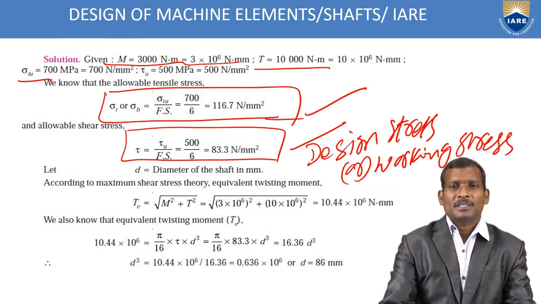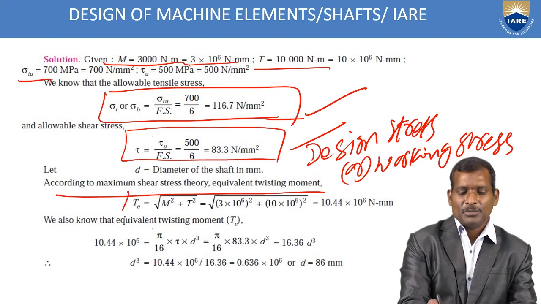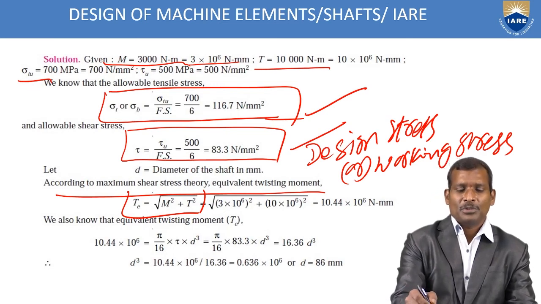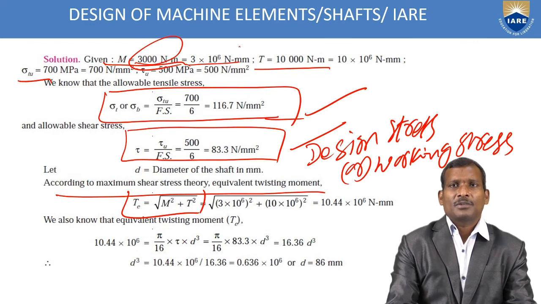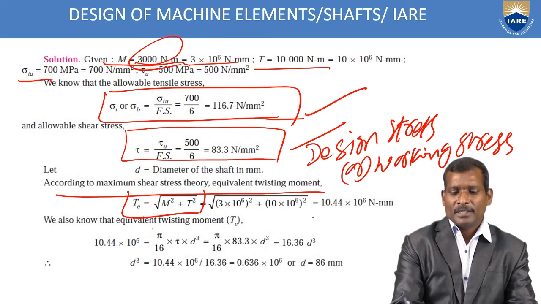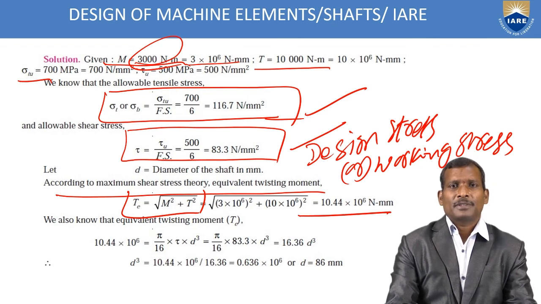What are they? One is the maximum shear stress theory, another is the maximum normal stress theory. First, according to the maximum shear stress theory, find the equivalent twisting moment. What is the equivalent twisting moment equation? Te is equal to square root of M squared plus T squared. Given in our problem, M is equal to 3000 and T is equal to 10,000. Substitute these two values in the equivalent twisting moment equation. Already we have studied this in theory. So we will get 10.44 into 10 to the power of 6 Newton mm.